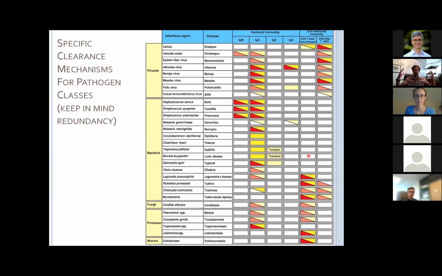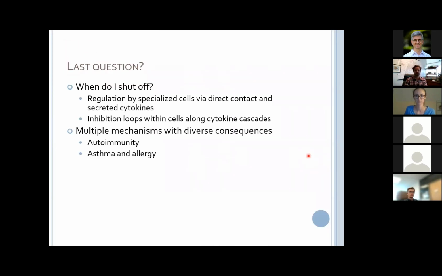You see there's large areas of white where that effector mechanism doesn't really do anything to that pathogen. You can knock it out, and the pathogen's cleared just as effectively. So there's some important specificity that comes from the actual effector mechanisms that are used. And one last key point is that the immune system does have to shut itself off, and when it doesn't, you end up with autoimmunity and asthma and allergy.